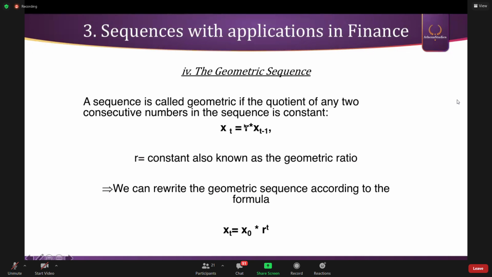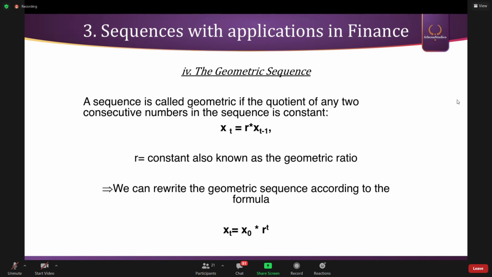What is the quotient? It means the ratio obtained by division. So by dividing xt by xt minus 1, we obtain the quotient r. That's how we obtain it, okay? r, therefore, is a constant, also known as the geometric ratio.